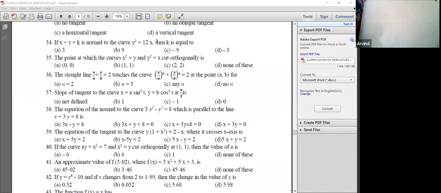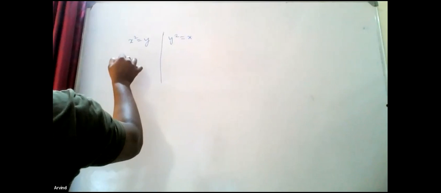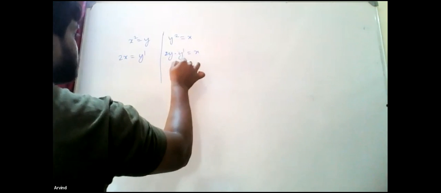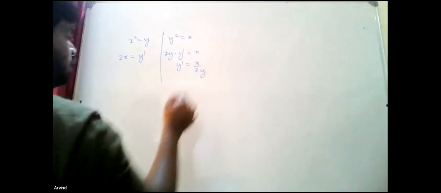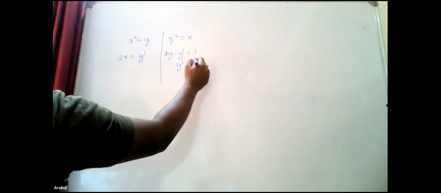X square is equal to y, y square is equal to x. Differentiating x square is equal to y, we get 2x equals y dash. Differentiating y square is equal to x, this will become 2y into y dash is equal to 1. Sorry, if you differentiate x you get 1. Therefore, y dash is equal to 1 by 2y.